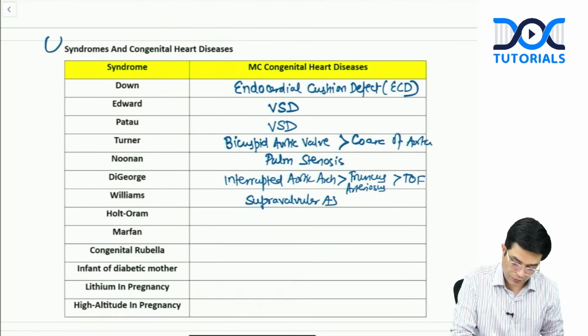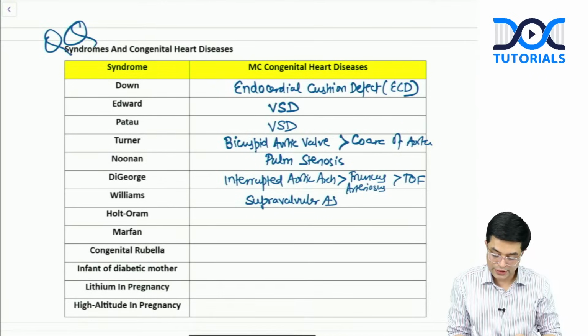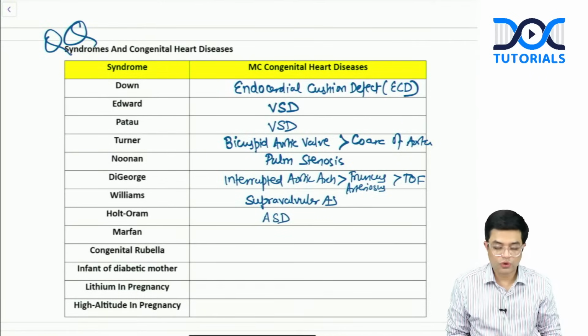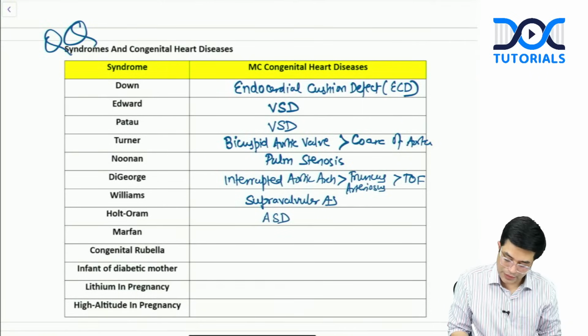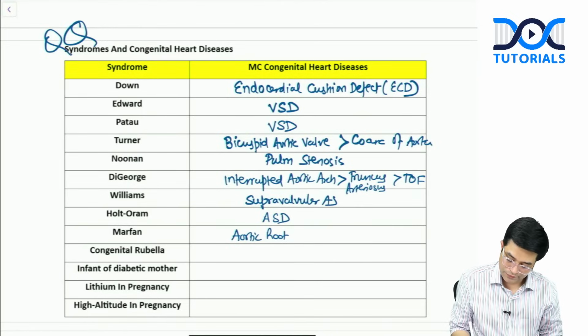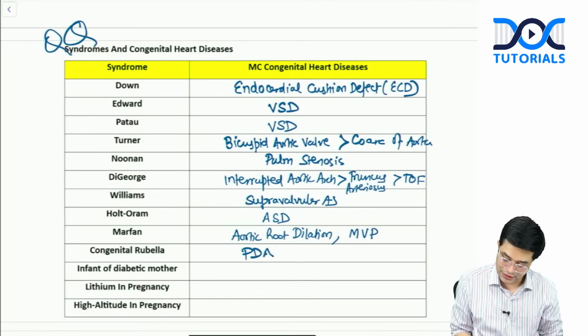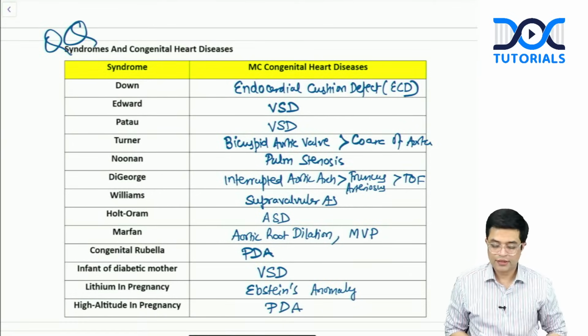ये बहुत इंपॉर्टेंट टेबल है, मल्टीपल टाइम्स पूछा गया है. ASD will be seen in Holt-Oram syndrome. Marfan syndrome में aortic root dilatation will be seen along with mitral valve prolapse, MVP. Congenital rubella में PDA मिलता है. Infant of diabetic mother, VSD. Lithium in pregnancy, Ebstein's anomaly, and high altitude in pregnancy, PDA is found. Right?